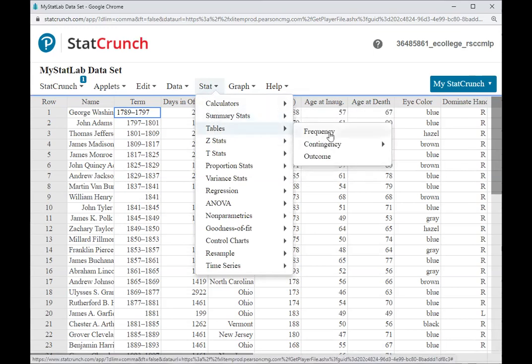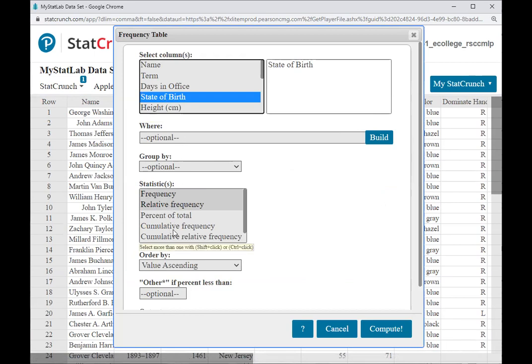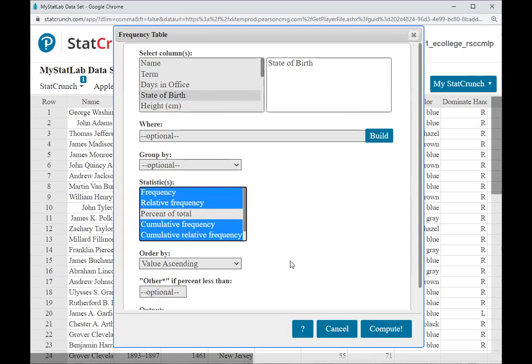and I do want to make a frequency table, and I'm going to select state of birth, and I can select as many of these as I want. If I just want a frequency distribution, that's fine. Relative frequency, of course, means that we're going to take each count and divide by the total. Cumulative frequency is summing up for each as we go down each line, and then cumulative relative frequency is our sum of our relative frequency. So I'm actually going to select all four.